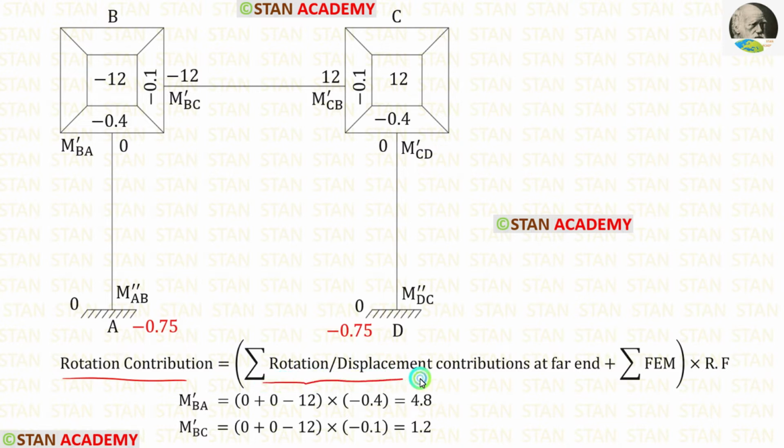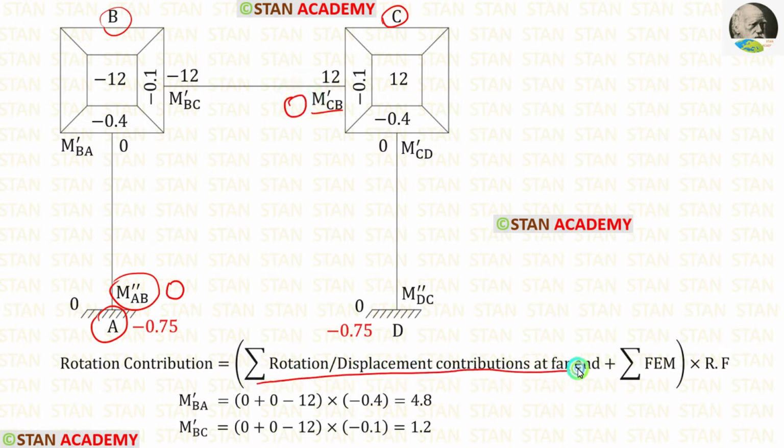Summation of rotation or displacement contributions at far end plus summation of fixed end moments into rotation factor. Now in the joint B, let us find the rotation contributions M dash BA and M dash BC. For the joint B, the far ends are the point A and the point C. In the point A, initially M double dash AB will be 0. In the point C also, initially M dash CB will be 0. So for the summation of rotation or displacement contributions at far end, we have 0 plus 0.